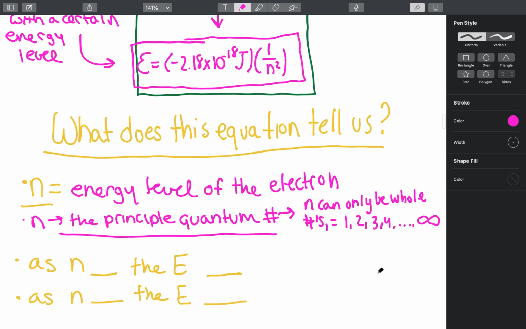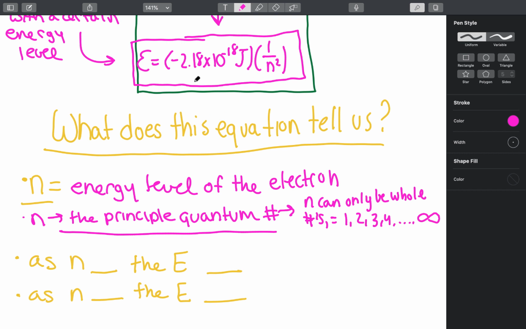So from this equation, we can see how n is related to the energy associated with the electron in that certain energy level. So we can see from this equation that as n increases, the energy of the energy level also increases. So you may be wondering why. Why would an increasing value of n correlate to an increasing value of energy?